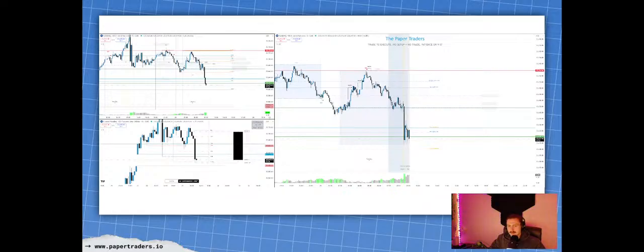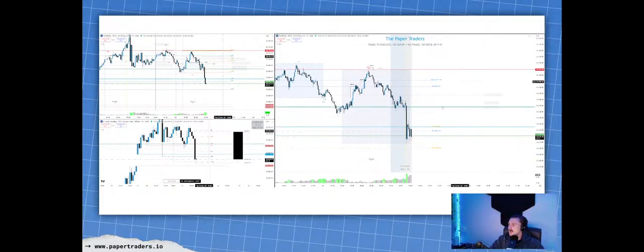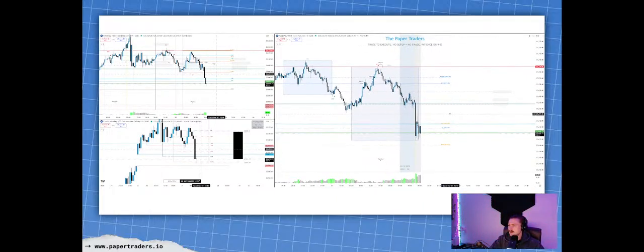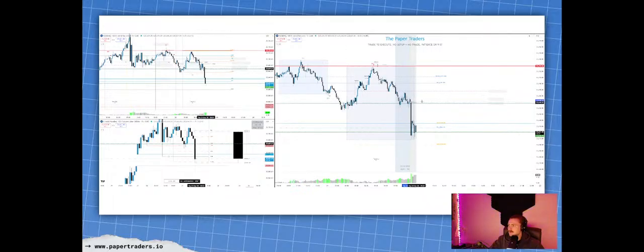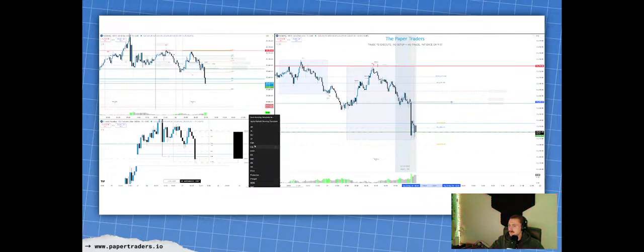Notice ES swept the previous month high, but the other one didn't. There's a volume imbalance here on the 5-minute.